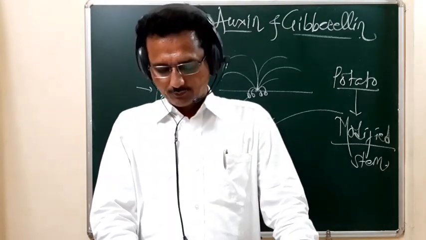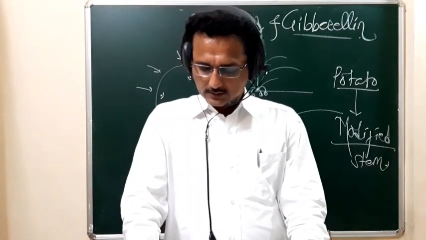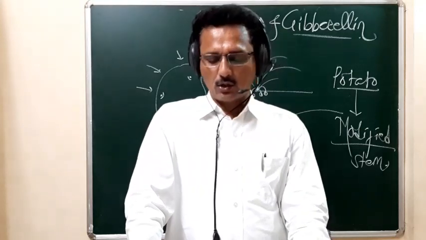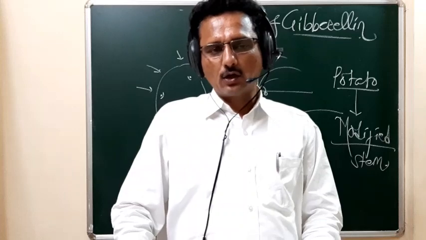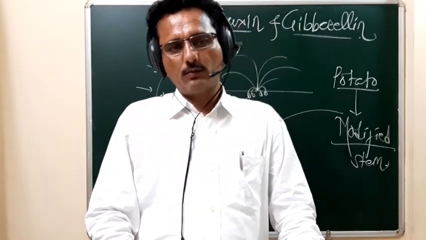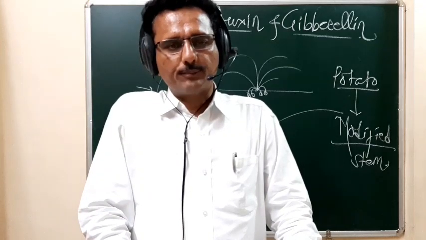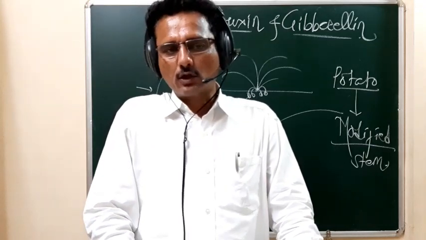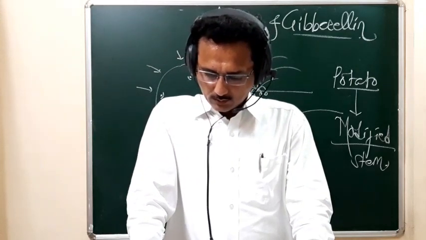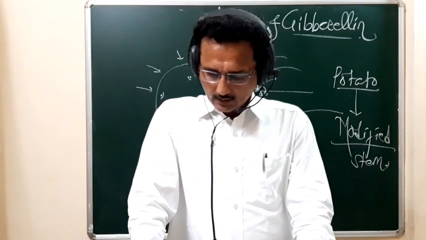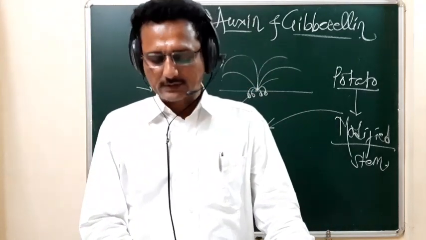So student, what is the correct answer with respect to gibberellin? The elongation of genetically dwarf plant. So when we treat the dwarf plant with gibberellin, then that dwarf plant grows like a normal tall plant. Okay, so this is the answer. Then the next question, question number 174.